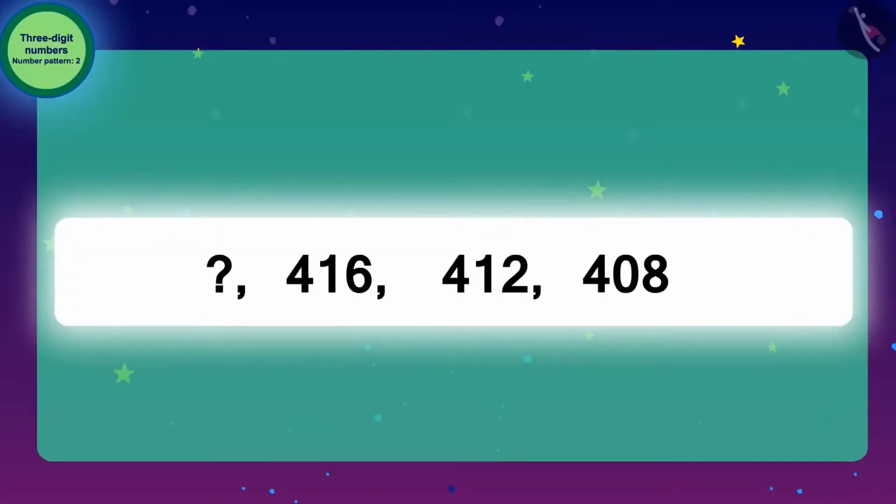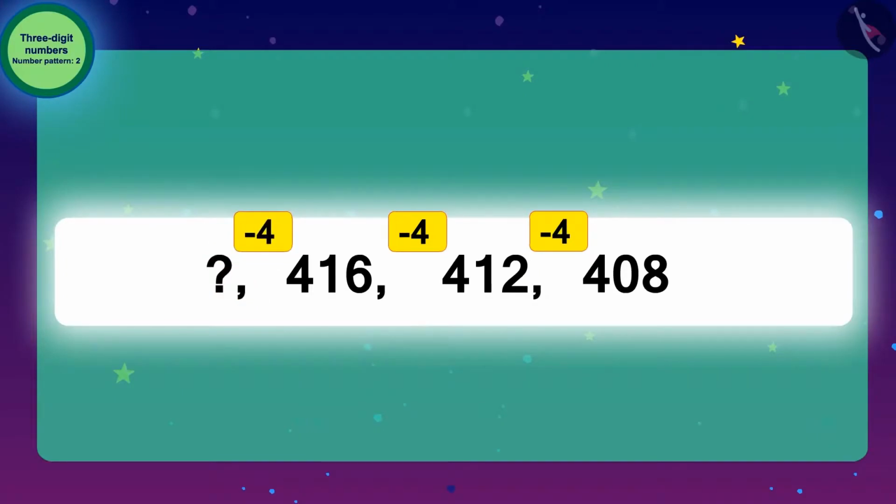Look at this number pattern. Here we need to find the first number. Let us find the pattern from the next two numbers. To go from 416 to 412, we have to take back 4 steps. Means we have to subtract 4. Then to reach from 412 to 408, again we have to minus 4. Similarly, to find the next number of this number pattern, we have to subtract 4.